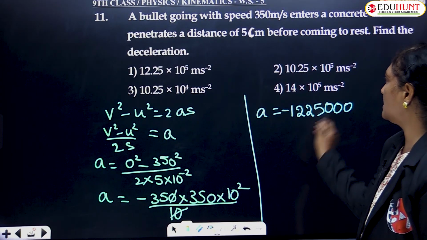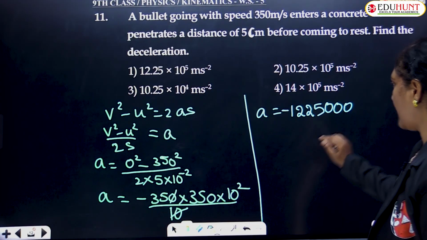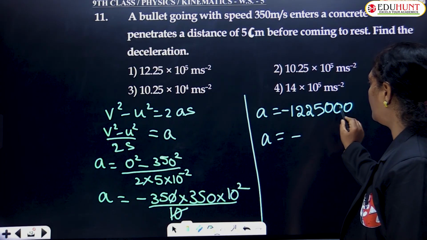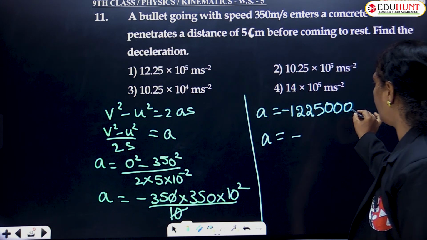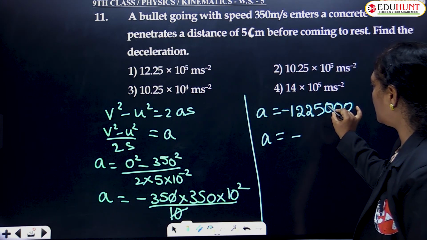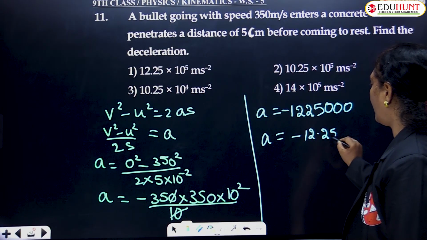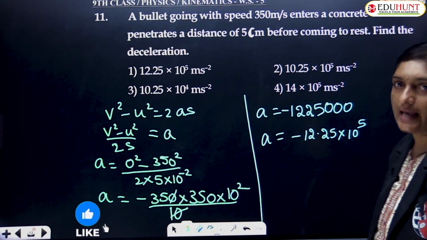But here everything in terms of powers of 10 was given, children. So let me write this as powers of 10. While writing, I can write it as minus 1 2 3 4 5. So 12.25, okay, bring this here, 1 2 3 4 5 can be written as 12.25 into 10 power 5, decimal moved ahead.